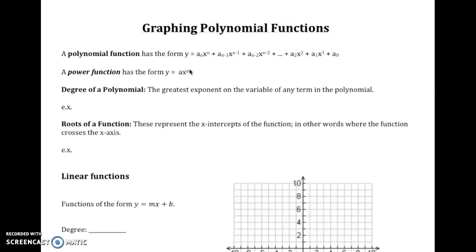Now a power function only has one term. So it could still have a coefficient, but then it's just going to be x to the n. So for instance, y equals 3x cubed would be a power function.